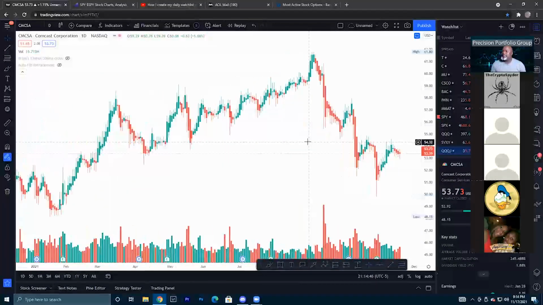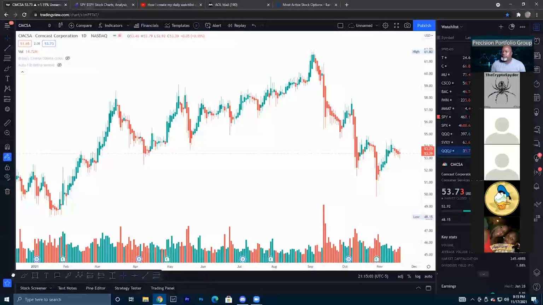Overall trend. This is a daily. So for the new people, what this represents on the daily chart, the daily time frame, is every day prior to today.